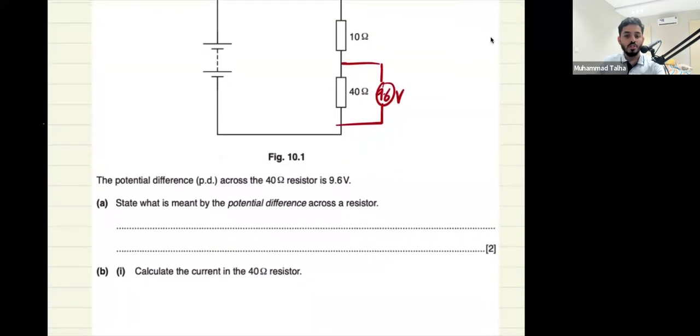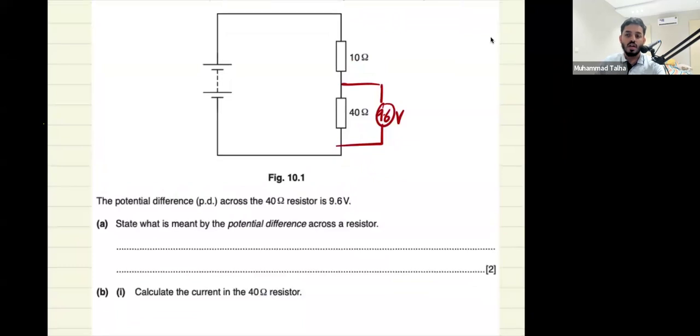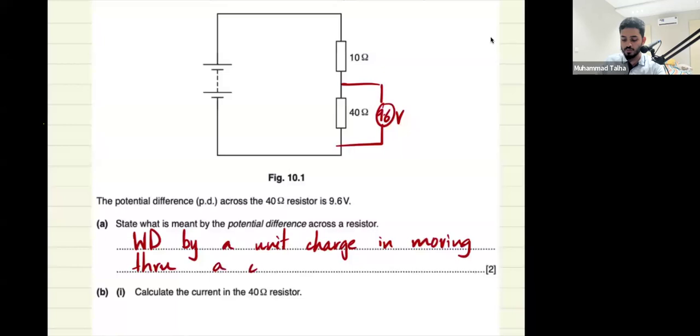State what is meant by potential difference across a resistor. How I define a potential difference is in terms of work done. So I say work done, but this is by a unit charge in moving through a component. Some people also like to do it in terms of energy transfer. I personally prefer this more. So if you say work done by a charge, you get 1 mark, and for saying that unit word, you get the other mark. Calculate the current.